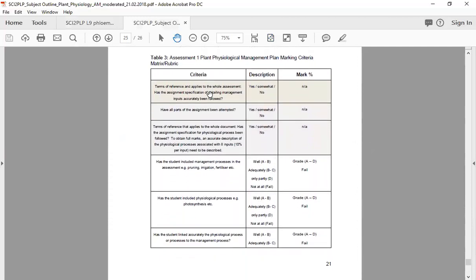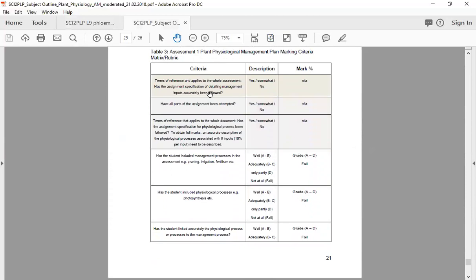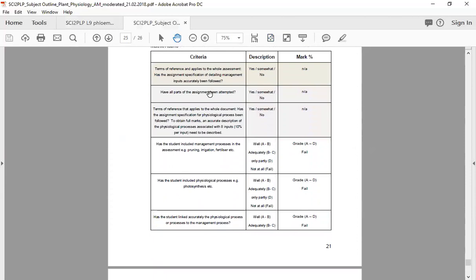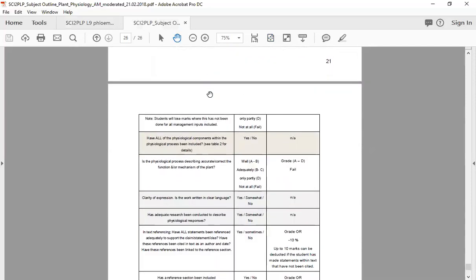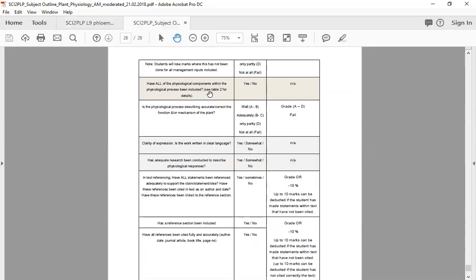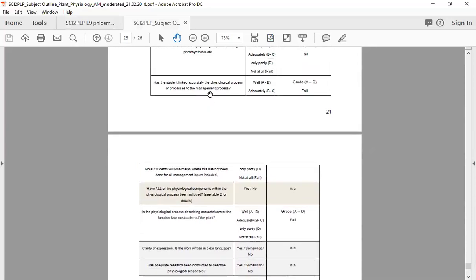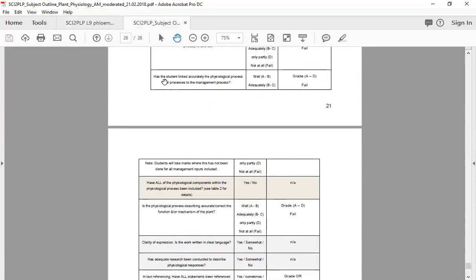And here we have the marking criteria for this assessment. So also have a look at this. This also gives you really important tips as to what you should be including in your assessment. And a really important part of this that I'll just point out to you: make sure that you talk about the physiological process and link that to your management process. So don't just talk about the actual management input, talk about the science of it as well.